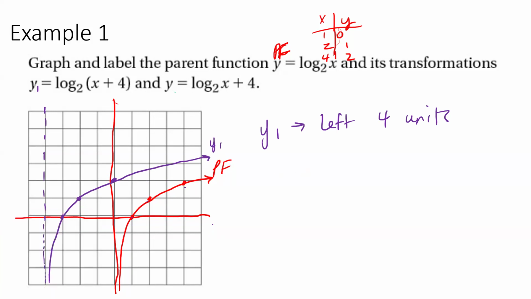No. Okay. Now we're going to do our y2. What is y2 asking of us? We're going to go up 4 units. So we're going to take our parent function values and we're going to shift everybody up 4 units. Make sense? So we're going to go 1, 2, 3, 4. 1, 2, 3, 4. 1, 2, 3, 4. Does that affect my asymptote? No. Asymptotes are only affected when you go left and right.